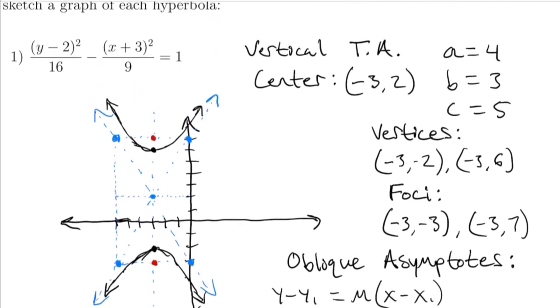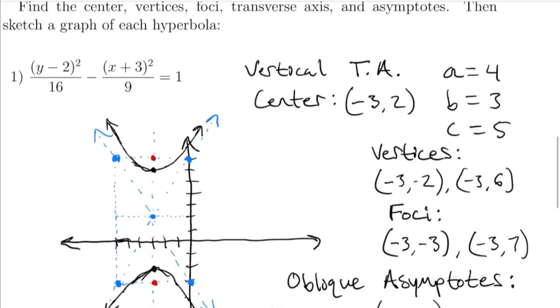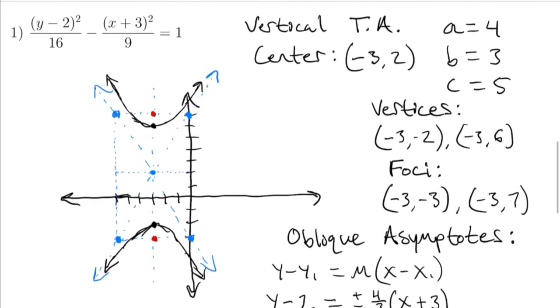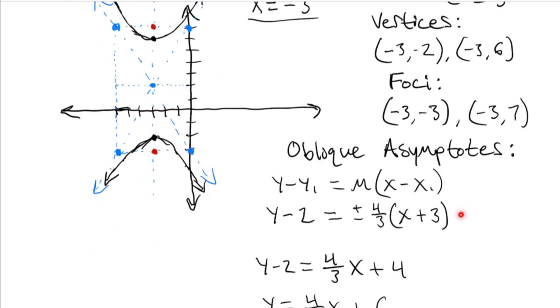But I think we have everything we need here. Let's see. We found the center, vertices, foci. The transverse axis, we actually didn't technically write out the equation for it, but since it is a vertical line, it's going to be x equals negative 3. So that's the equation of the transverse axis. Center, vertices, foci, oblique asymptotes we have in this equation here, and we should be good to go.